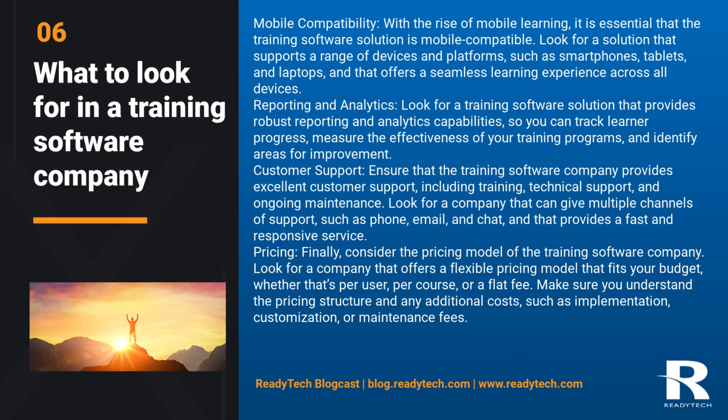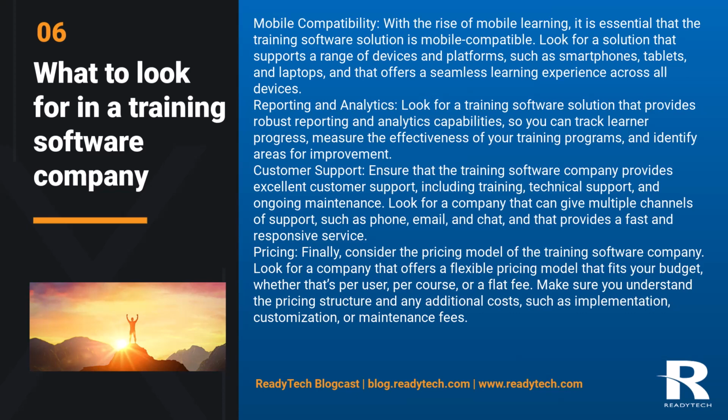5. Mobile compatibility. With the rise of mobile learning, it is essential that the training software solution is mobile compatible. Look for a solution that supports a range of devices and platforms such as smartphones, tablets, and laptops, and that offers a seamless learning experience across all devices. 6. Reporting and analytics. Look for a training software solution that provides robust reporting and analytic capabilities, so you can track learner progress, measure the effectiveness of your training programs, and identify areas for improvement.